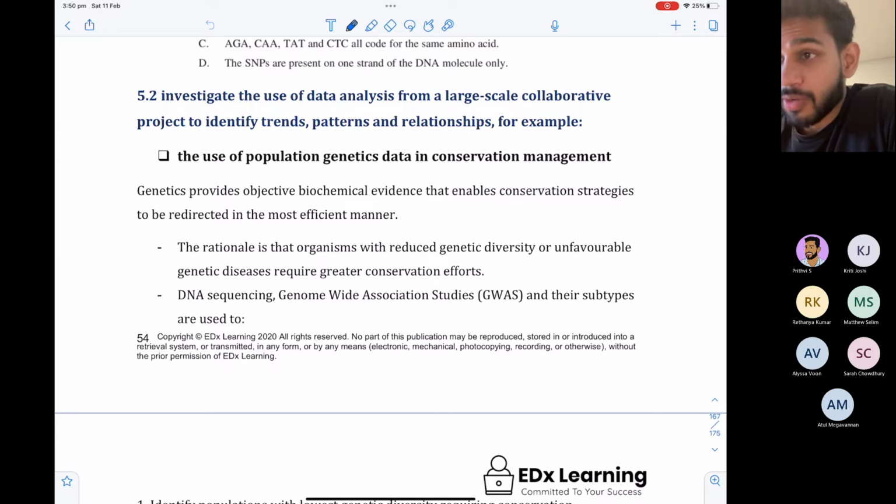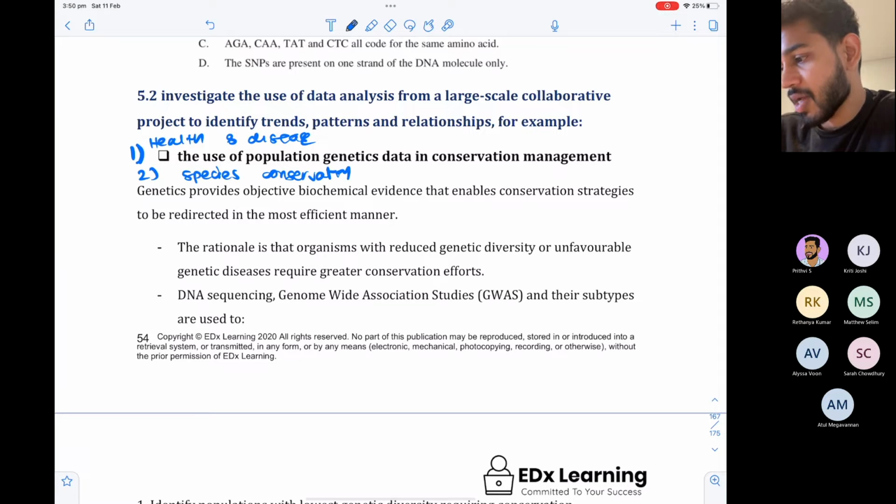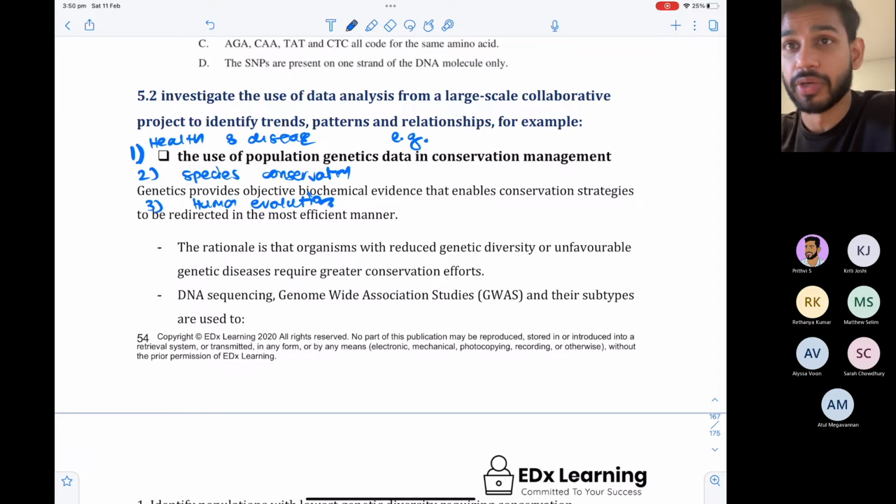What you need to know for this last dot point for mod 5, I want you guys to write this down, is you need to be able to give me one example of DNA tech being used in number 1, health and disease, number 2, species conservation, number 3, human evolution. Those are the 3 headings, and for each heading, you need to give me one example of genetic data being used.